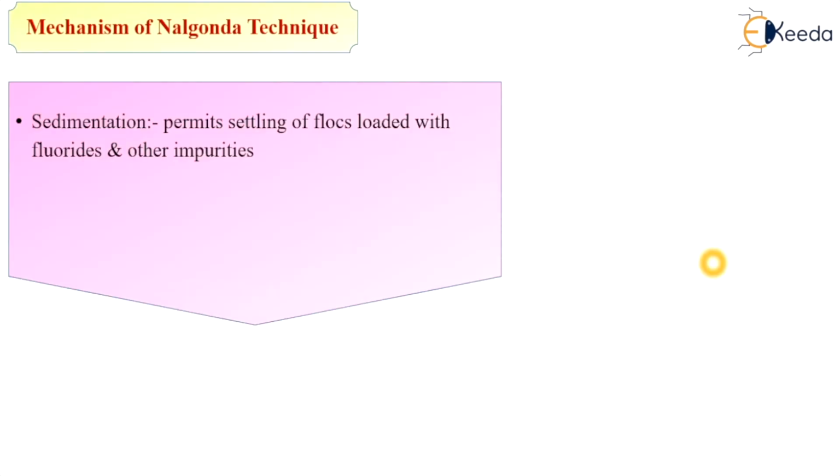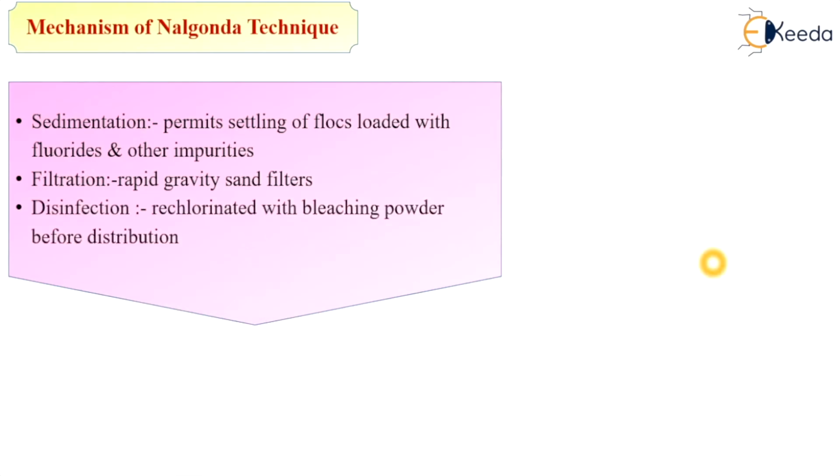Next is sedimentation. It permits settling of flocs that are created in the coagulation flocculation chamber with the fluorides and other impurities. Next is filtration. Rapid gravity or sand filters are used. And the last one is disinfection. The water is rechlorinated with bleaching powder before distribution.